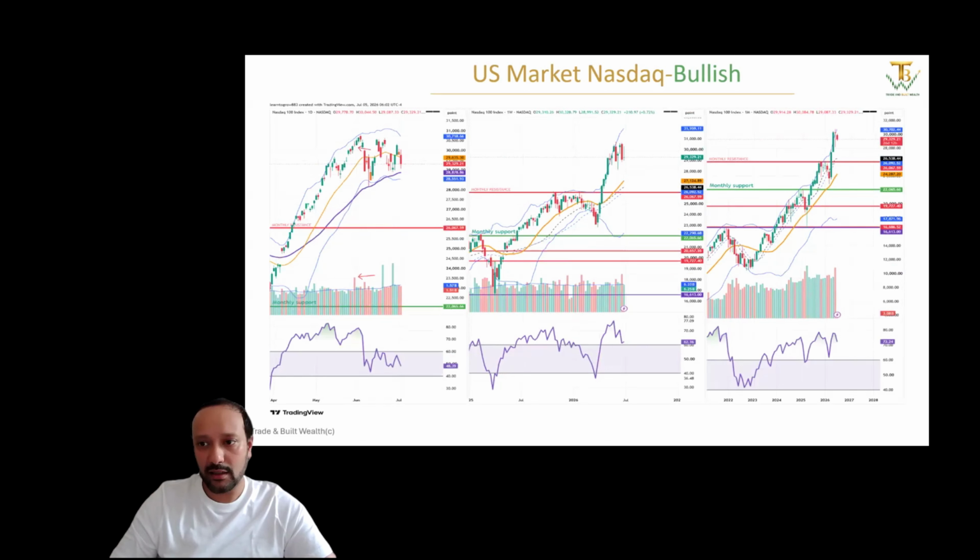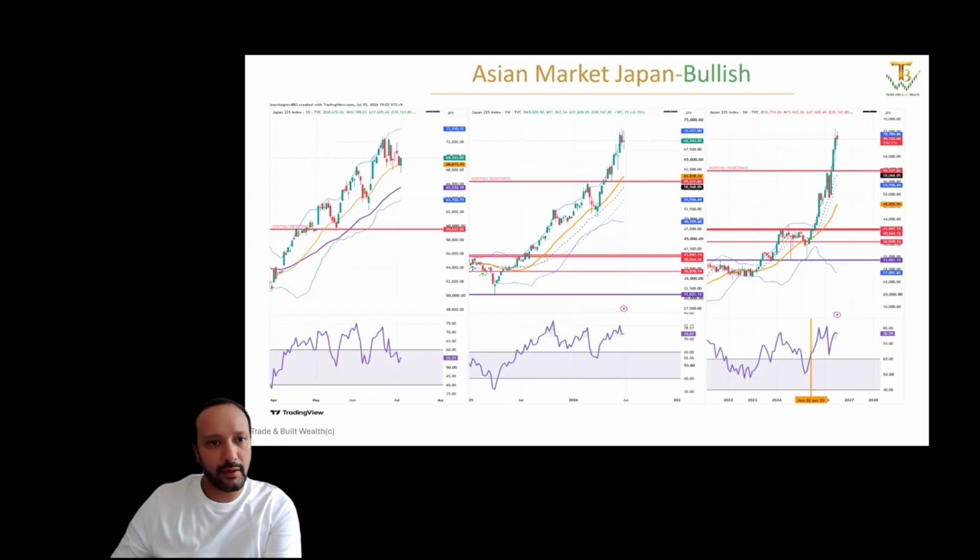Then we have NASDAQ. NASDAQ is also monthly and weekly bullish. Daily is similar to S&P 500. It's consolidating. So overall, the US market is bullish, which is a good thing.